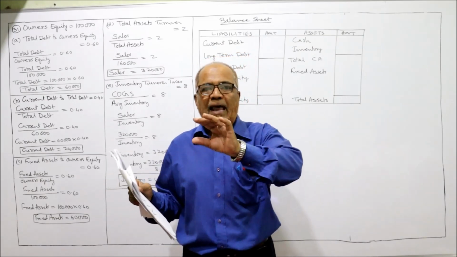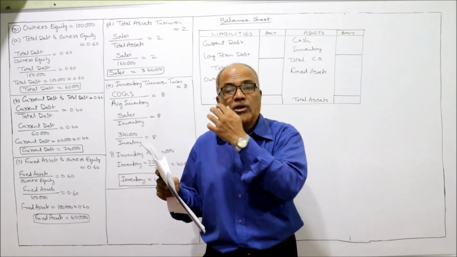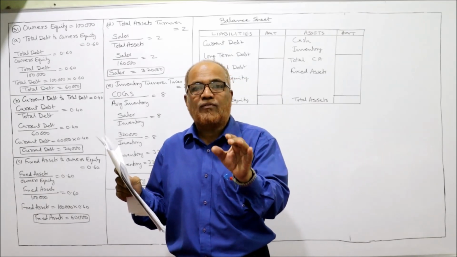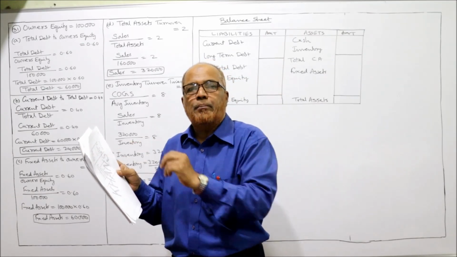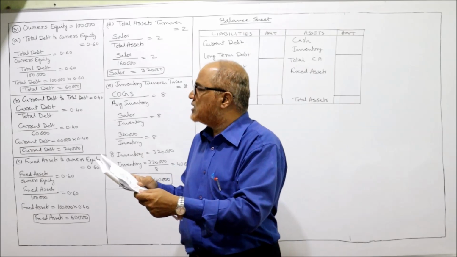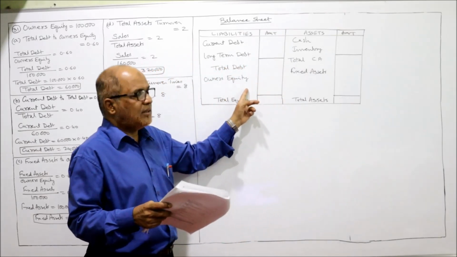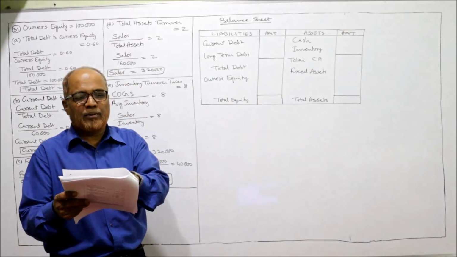So again, a blank balance sheet is given. You have to find out the values of the variables which are given in the balance sheet. This one is the blank balance sheet given in the problem.